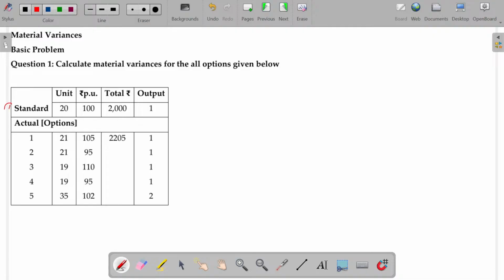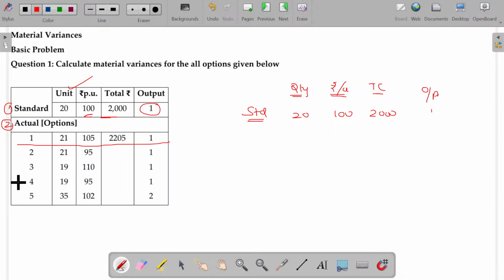One is standard, another one is actual. In actual, we'll start with the first option. Standard being 1 unit of output produced with 20 kgs of material, and rupees per unit being 100. Total cost we spend as per my standard estimation being 2000. Okay, the output being 1 unit.